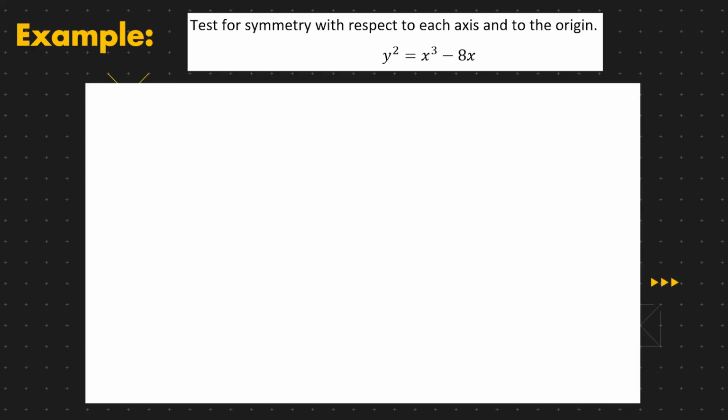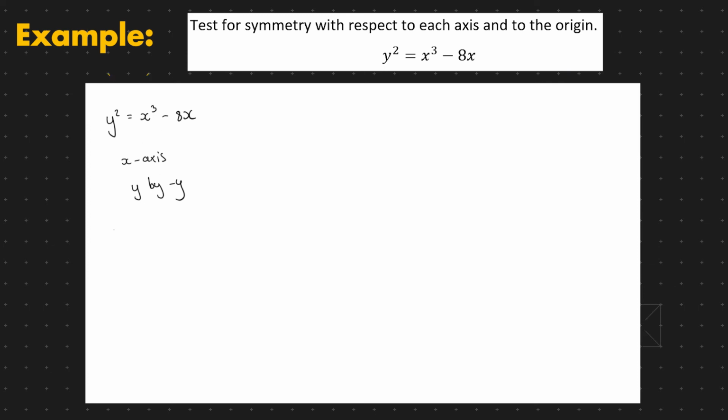In the following example, we need to test for symmetry with respect to each axis and the origin. So we have the function y to the power of 2 is equal to x to the power of 3 minus 8x. So if we test first with respect to the x-axis, remember we'll replace y with negative y. Okay, and then we'll see if it will give us the equivalent equation.